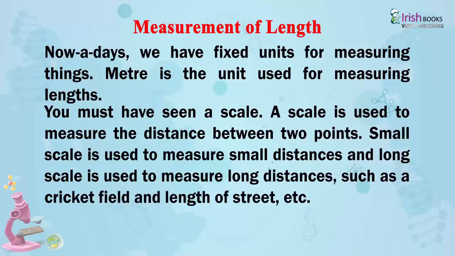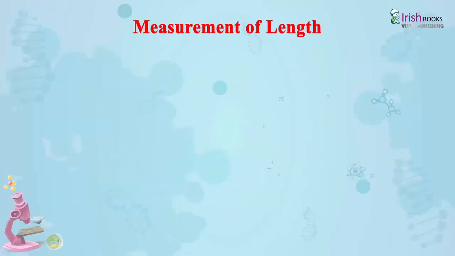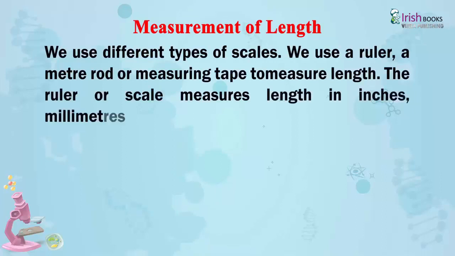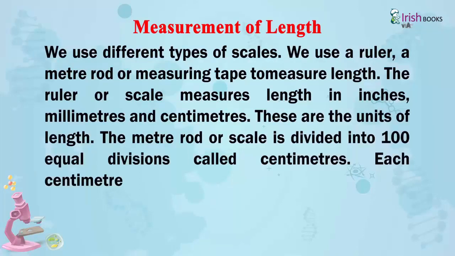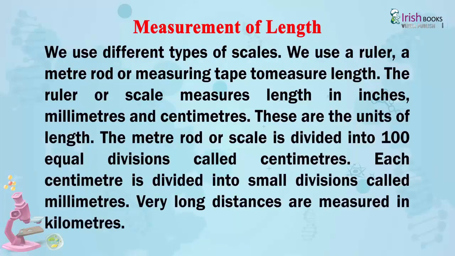You must have seen a scale. A scale is used to measure the distance between two points. A small scale is used to measure small distances, and a long scale is used to measure long distances, such as a cricket field and the length of a street, etc. We use different types of scales. We use a ruler, a meter rod, or measuring tape to measure length. The ruler or scale measures length in inches, millimeters, and centimeters. These are the units of length.